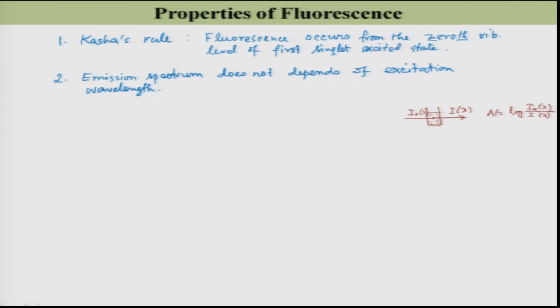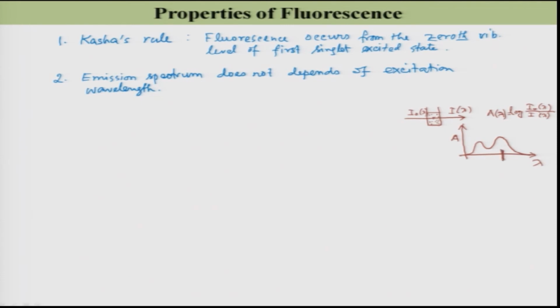So, this is a function of lambda then, right. A plot of A versus lambda will give you the absorption spectra of the sample, right. So, let us say this is how it looks like.